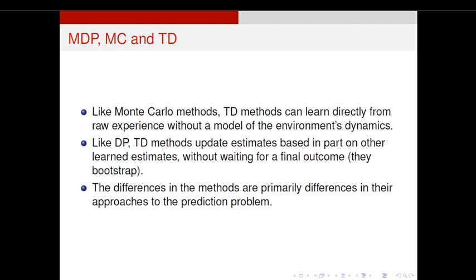The state value ST will be updated with the help of the next state value without waiting to get the end return. So it has the characteristics of DP also. The difference is in the method. The differences are primarily in their approaches to the prediction problem. So this temporal difference model takes the best from MC, Monte Carlo, and dynamic programming, but the difference lies in their approach to the prediction problem.